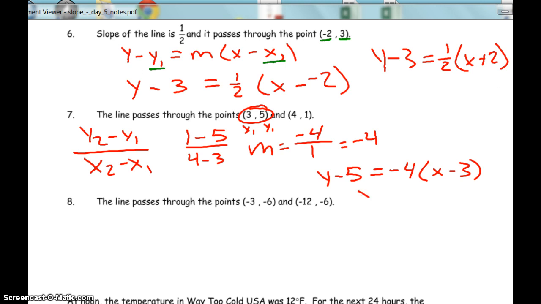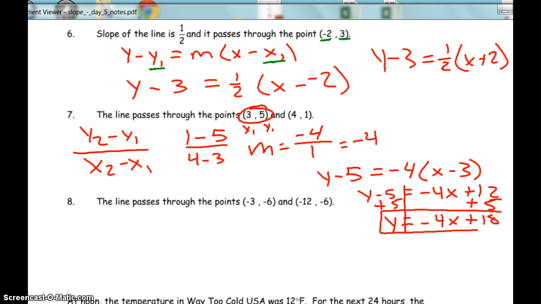So solving this, we're going to get y minus 5 is equal to negative 4x plus 12. We're going to add 5 to both sides and get y is equal to negative 4x plus 18. We can plug it into our calculator from here.